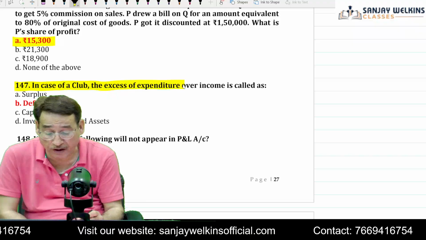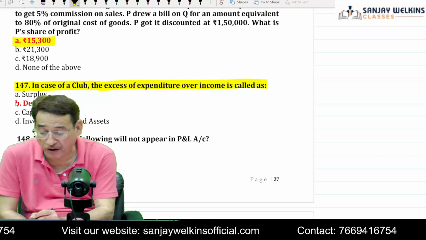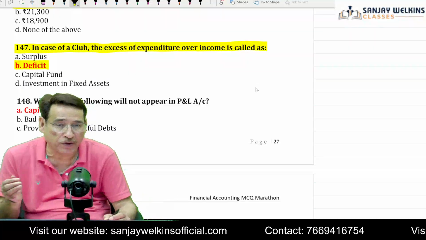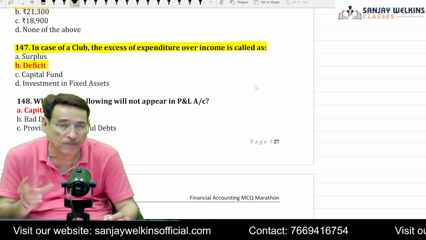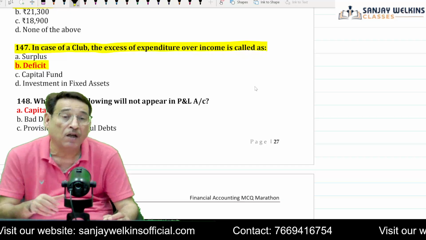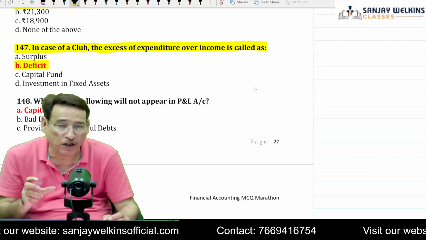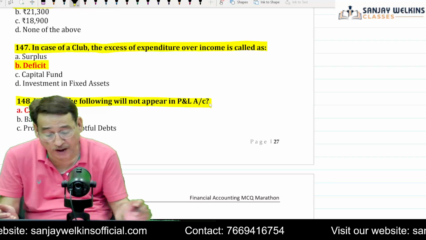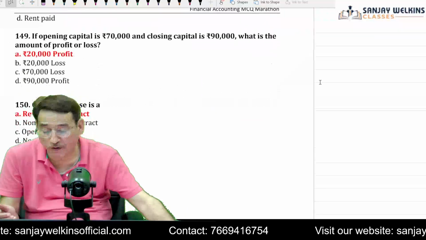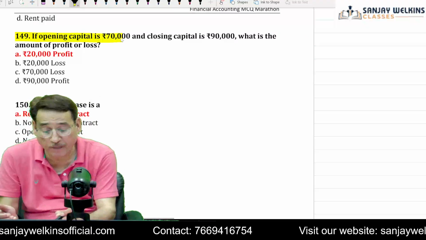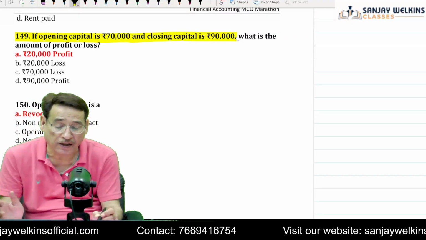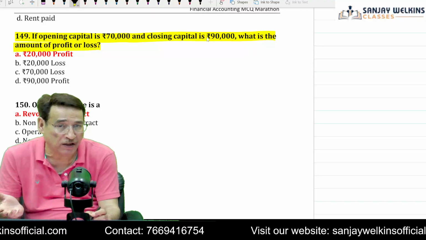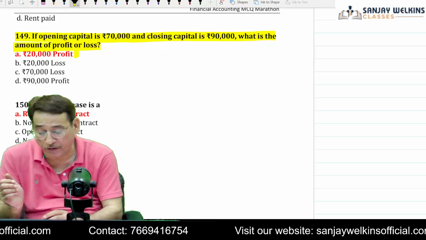In the case of a club, the excess of expenditure over income is known as deficit. Obviously, in the case of NPOs, not-for-profit organizations, if your expenditure side is more in comparison to your income side, obviously the difference will be deficit. Which of the following will not appear in the profit or loss account capital? Of course, if your opening capital is 70 and closing capital is 90, then what is the amount of profit or loss? Quite obviously, your closing capital is higher than opening capital, the difference will be profit.